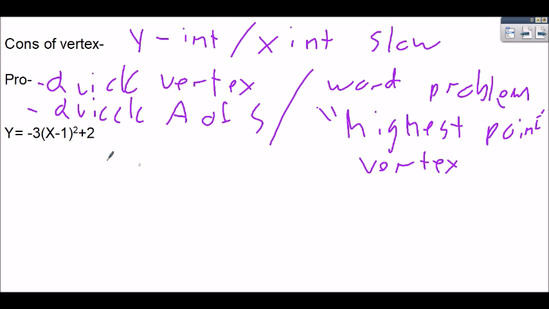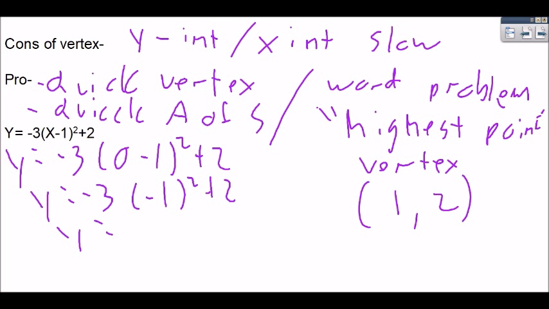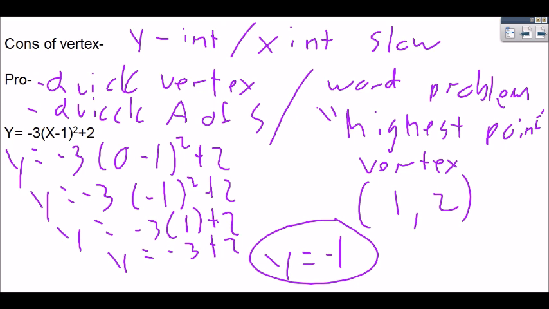So if they gave us this equation and they say, hey, what is the highest point? We would just say our vertex is at 1, 2, and so the highest point is in 1 second at height of 2 feet. But if they said, what is the y-intercept of this, what we'd have to do is plug in 0 for x and then solve for y. That's a lot of work to find our y-intercept, but that's how you would do it.